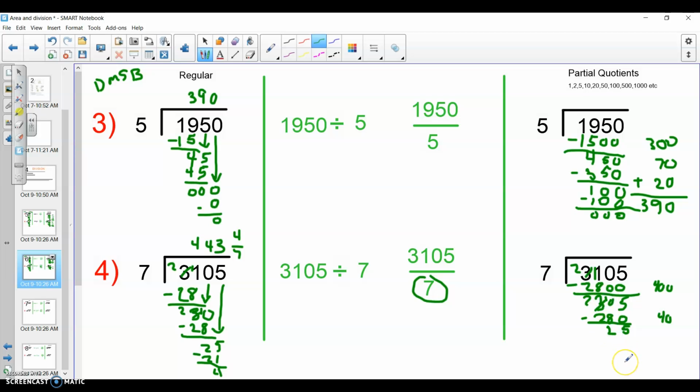I'm down to 25. How many times does 7 go into 25? 3. And I'm just going to put my 3 over here. I know 7 times 3 is 21. And then, Allie, once you subtract, you get 4, right? Okay, but so now does your answer add up to, this is 3 plus 0 is 3, 4 plus 0 is 4, and 4 plus nothing is 4. So did you get 443?